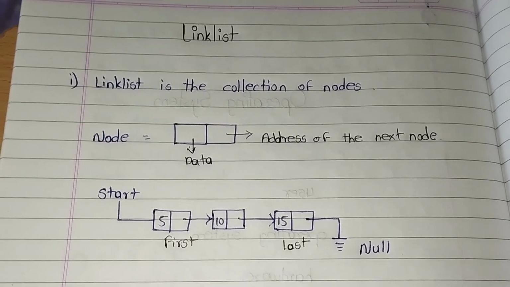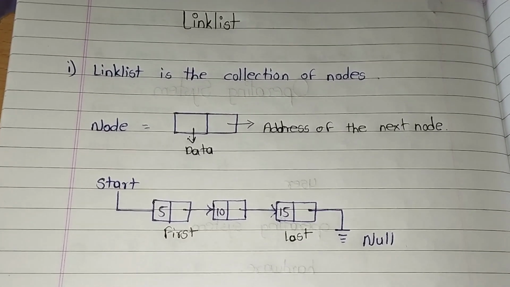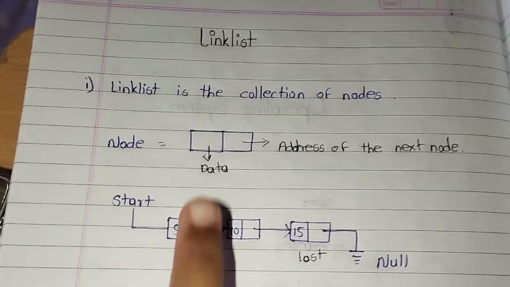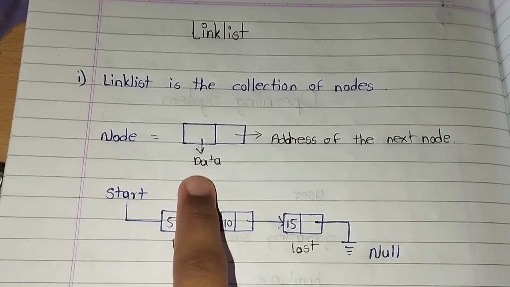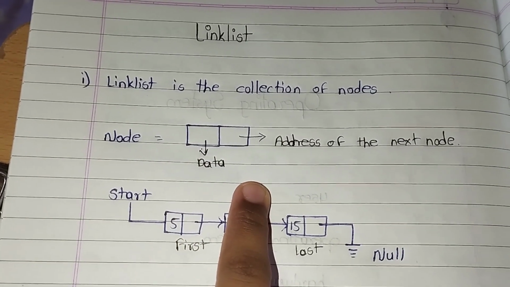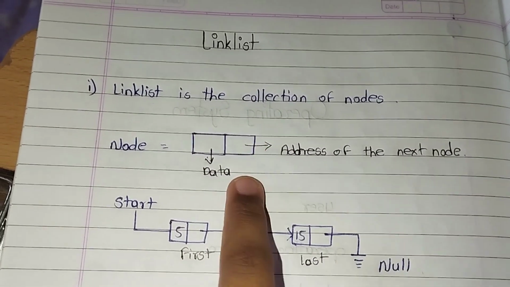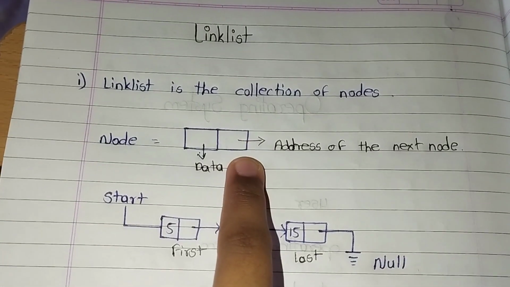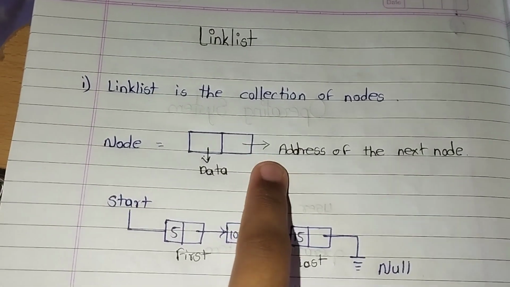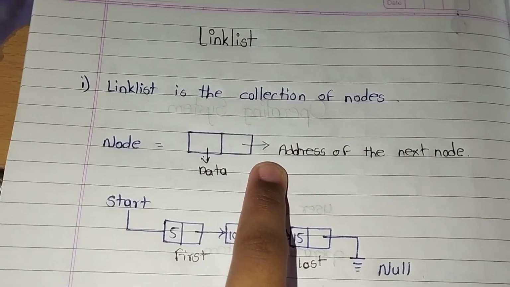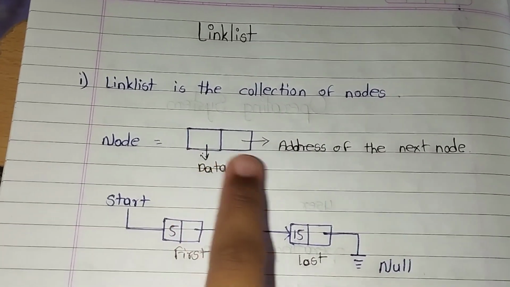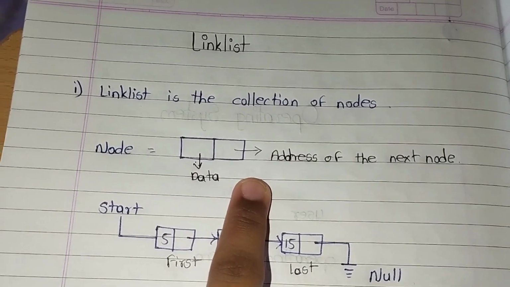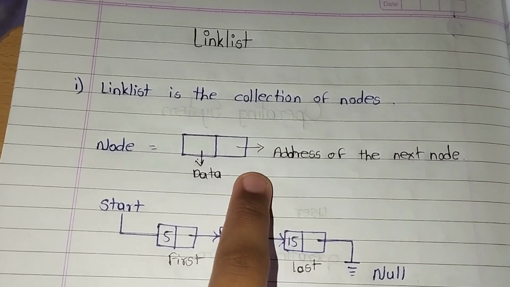Hello everyone. Today we study the linked list. A linked list is a collection of nodes. A node is the combination of data and the address of the next node. Means the next part indicates the pointer. We know the pointer is used to indicate the address of the next node. So a node is the combination of data and the pointer to the next node, meaning the address of the next node.